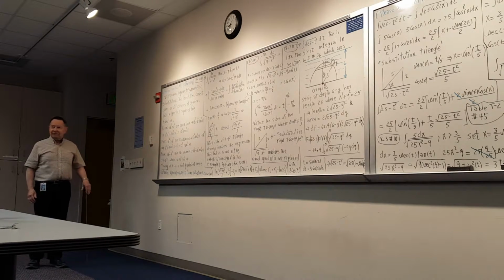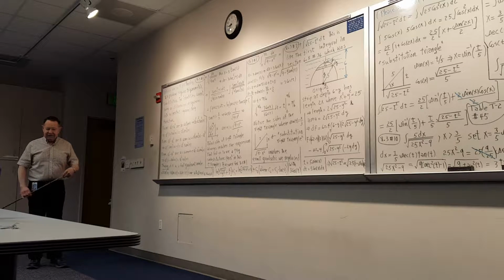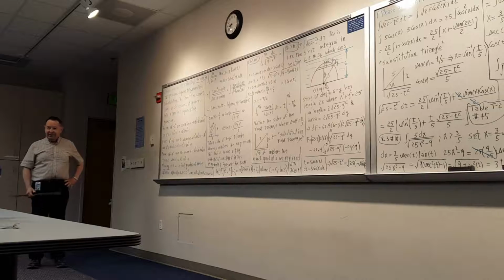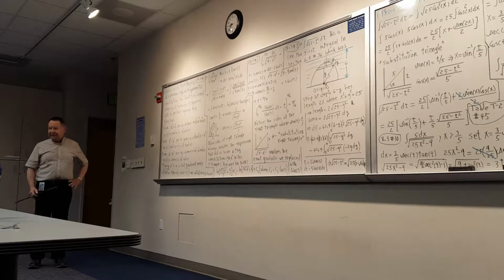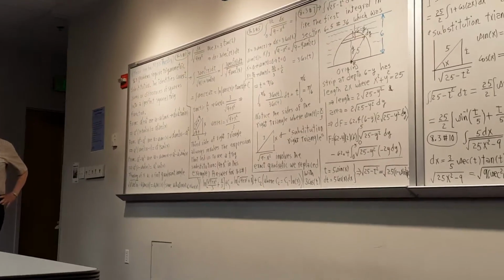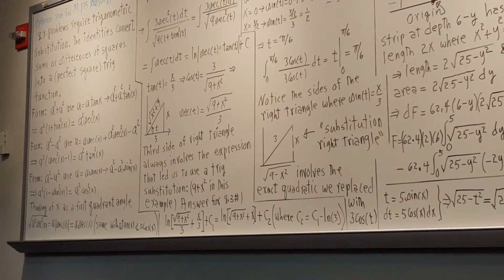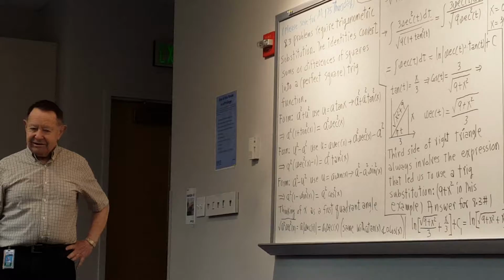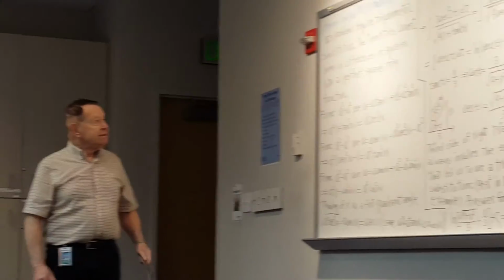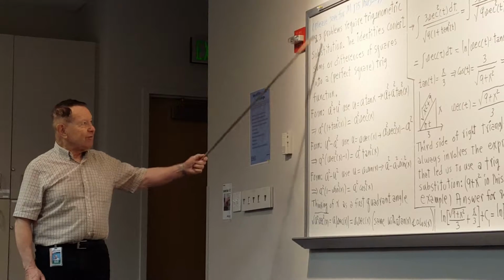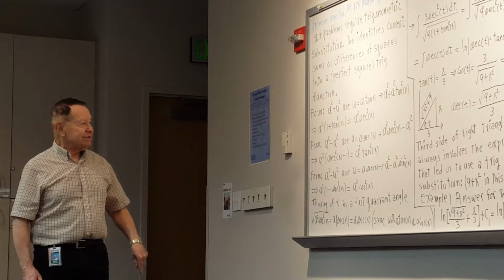So what you gain is working with a sum or difference of squares, but the price you pay is now you have to work with trig functions. Then you do your antiderivative, and then you have to go back. You have to substitute back. So that's what I'm saying there, essentially.